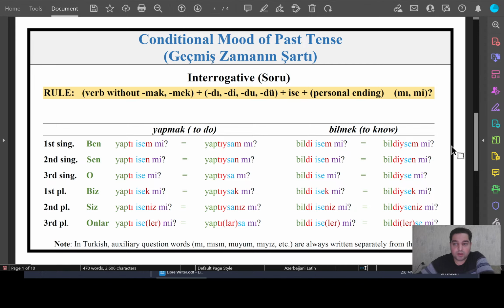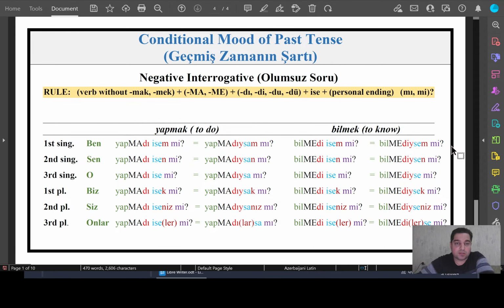Okay. For negative interrogative, it will be the same as the negative, but the only difference is the question words mı, mi that we add. So yapmadı isem mi becomes yapmadıysam mı? Sen yapmadıysan mı? O yapmadıysa mı? Biz yapmadıysak mı? Siz yapmadıysanız mı? And onlar yapmadılarsa mı? For bilmek it will be bilmediysem mi? Sen bilmediysen mi? O bilmediyse mi? Biz bilmediysek mi? Siz bilmediyseniz mi? And onlar bilmedilerse mi?